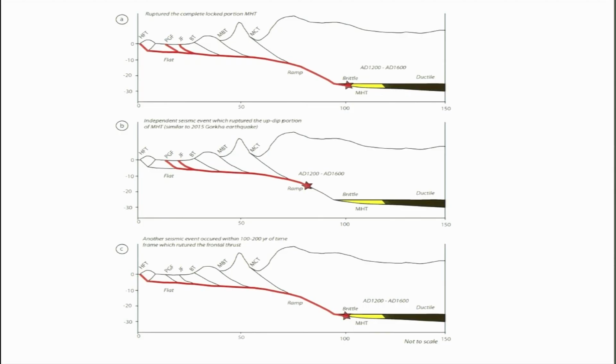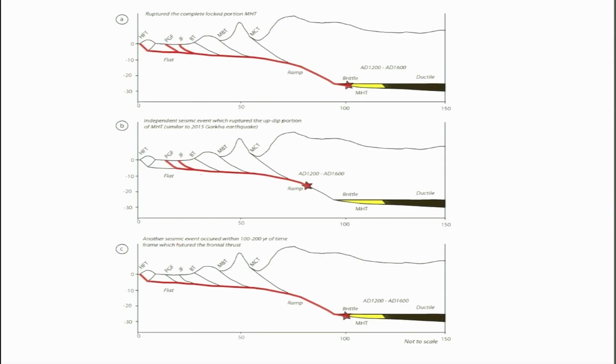HFT. Okay. So these are the three scenarios which we have projected: either all the rupture, the complete locked segment, because this is a locked segment we are looking at, ruptured right up to the surface, breaking all the faults. Then independent seismic events which ruptured the updip portion of the MHD. This is the updip portion of the MHD, similar to the Gorkha earthquake.